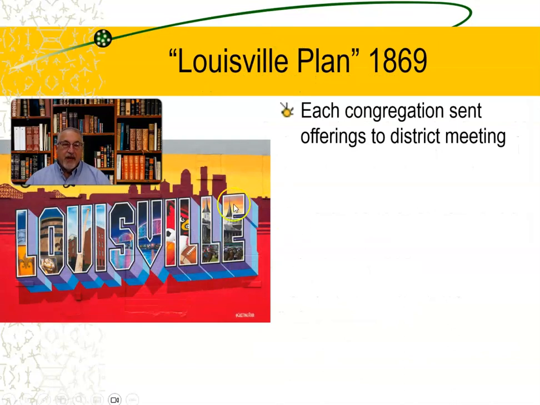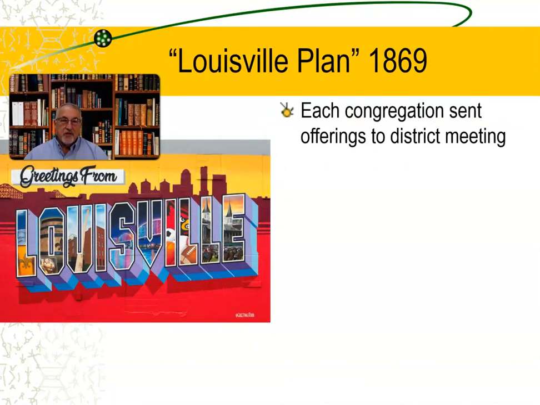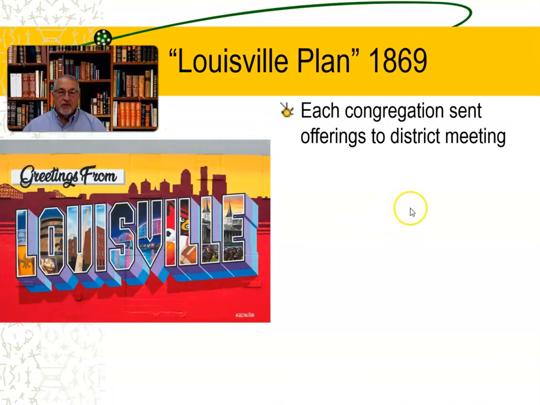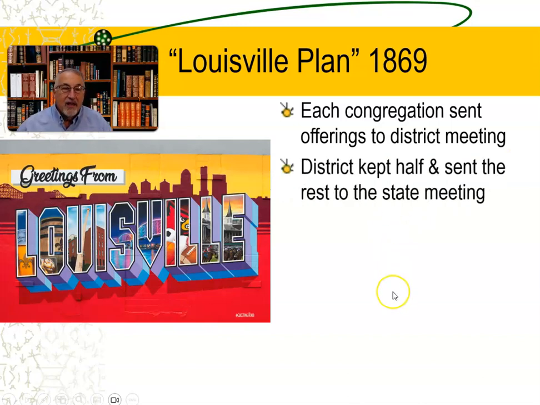Basically what this plan would say, and by the way, I send you greetings from Louisville, each congregation would send money. They would send offerings to their district meeting. The district would then take this money, keep half of it. So let's say, and maybe you're not accustomed to this, I know at churches where I have been members and served and so forth, we never did this. You took up the offering, the local congregation controls that.